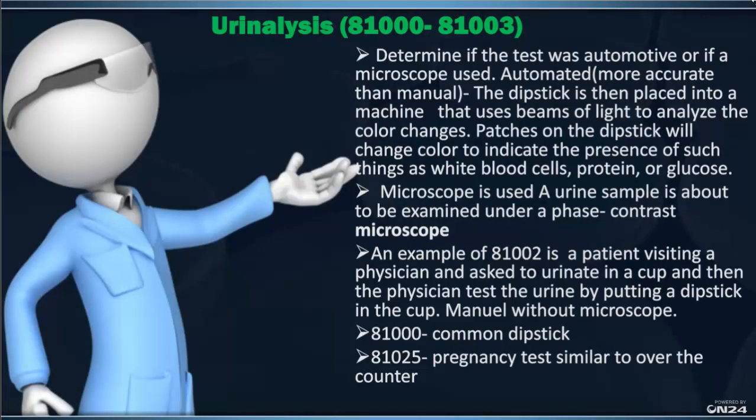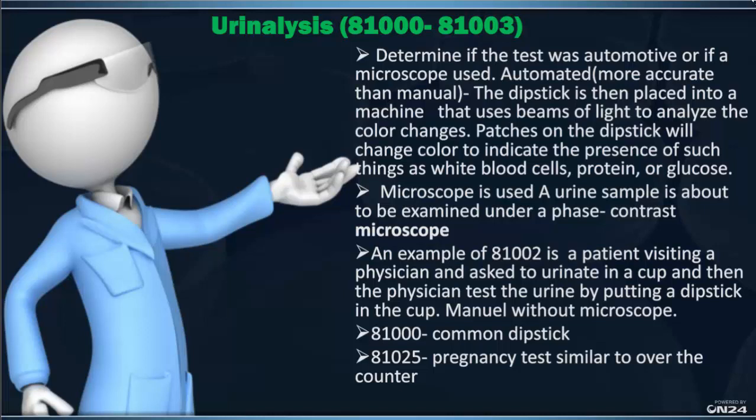Urinalysis codes 81000 to 81003. These codes can be either simple or complex. It'll be based on what is being done during the urinalysis. Let's start with the automated. These are considered to be more accurate than the non-automated. The dipstick is placed into a machine, and beams of light are used to analyze the different color changes during the time it's being examined.